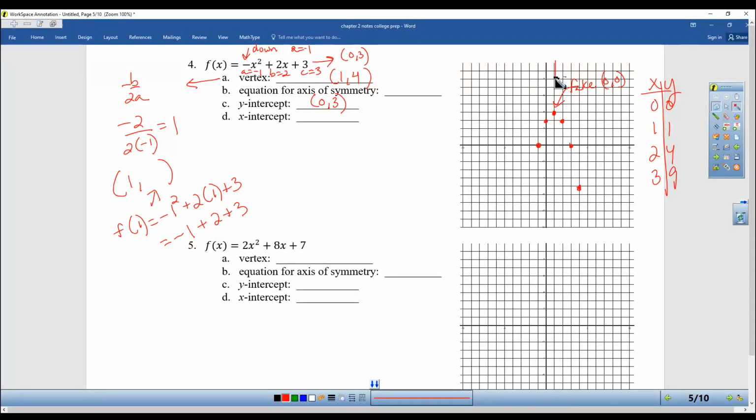This is where drawing your line of symmetry is easy, because then you can just say this is 3 in this direction and 3 in this direction. It saves you some counting. Notice that my parabola is not perfect. Yours doesn't have to be perfect, but make sure it's not V-shaped. Make sure it's U-shaped. The equation for the line of symmetry is always x is equal to, and in this case, it's x is equal to 1.